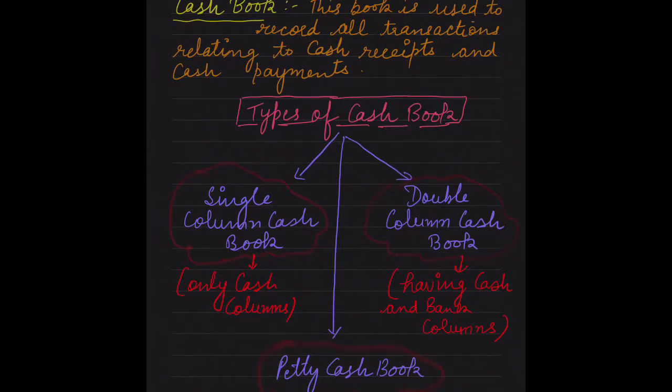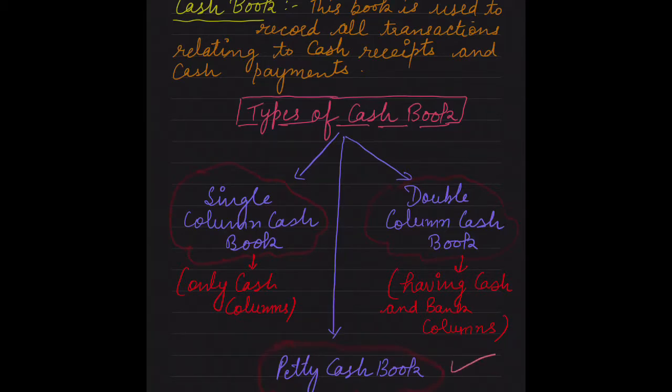Means our cash is retained in our business in the form of cash in hand, and we can deposit cash in the bank also. So there are cash balance and bank balance also. So a double column cash book means having two columns, cash and bank columns.